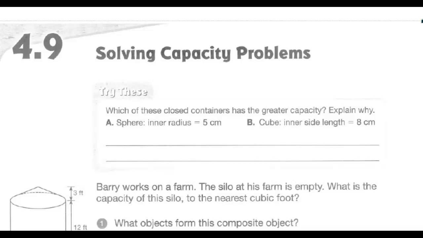So sphere, inner radius of 5 centimeters, cube, inner side length of 8 centimeters. So we're talking about the inside because that's where it will be filled in. And probably you'll have to actually do some calculations. Sphere is a harder one to estimate. So volume of a sphere, remember, is 4/3 pi times the radius cubed. And then for a cube, that's 8 times 8 times 8, so 8 cubed.